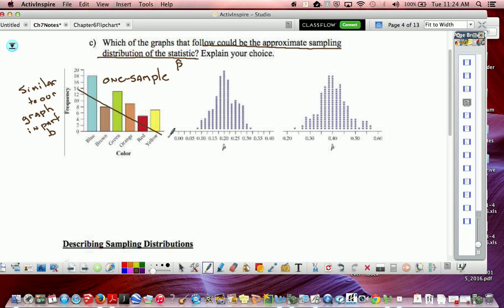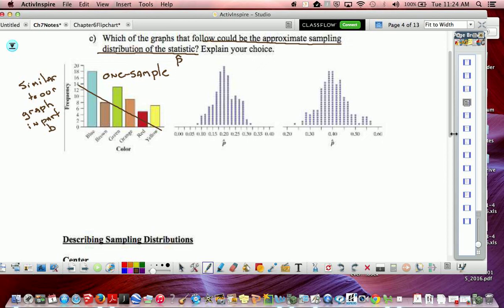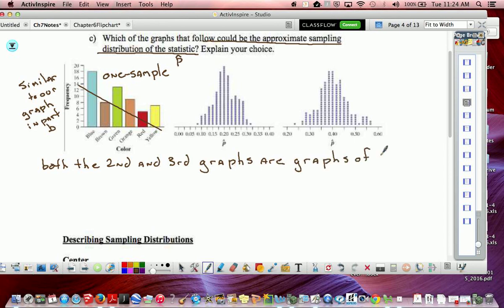So the question now becomes, does the second graph or the third graph seem to be the better representation for our sampling distribution? Right now both the second and third graphs are graphs of sampling distributions, or I should really say approximate sampling distributions, but which one is the one that represents the one for orange candies?